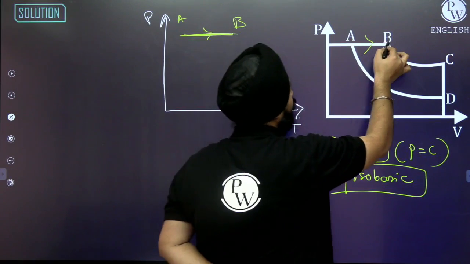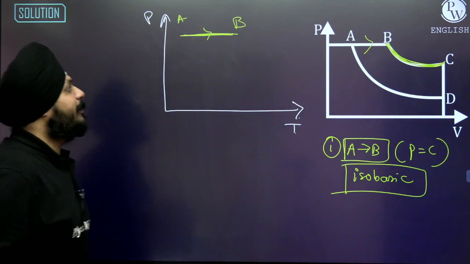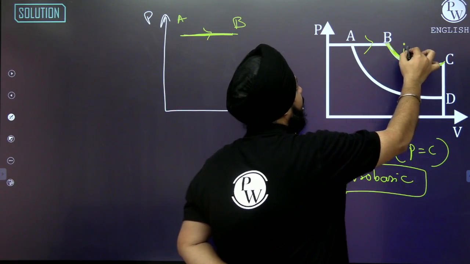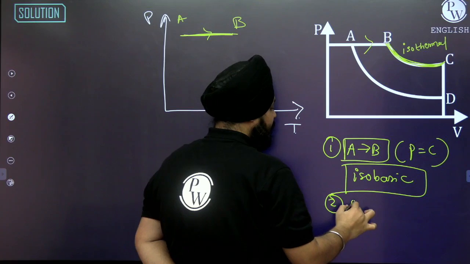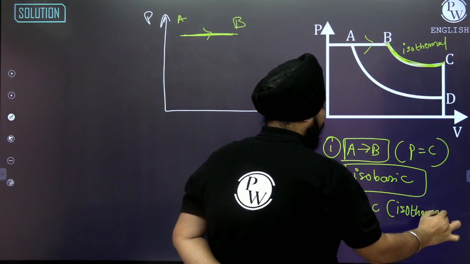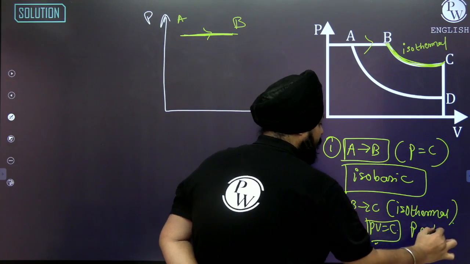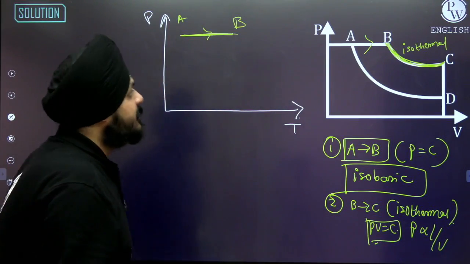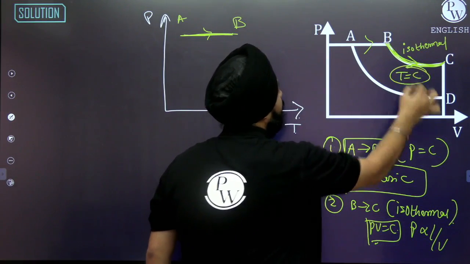Now, from B to C, you can see it is the PV graph. This states that it is an isothermal process. Why am I saying it is an isothermal process? Because for isothermal process, PV is equal to constant and P is inversely proportional to V. P is increasing, V is decreasing; V is increasing, P is decreasing. That's why for isothermal process the graph is like this, and temperature of the system is kept constant.